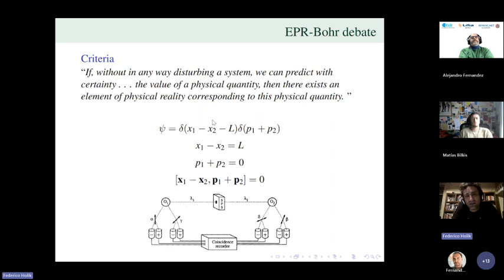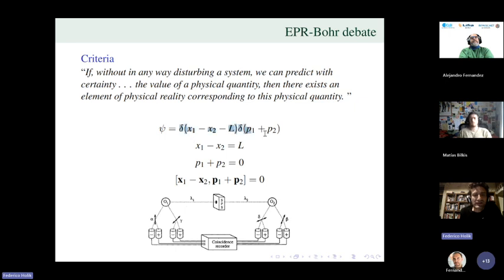in the foundations of physics at the beginning of quantum mechanics between Einstein, Podolsky, Rosen, and Bohr. It is usually called the EPR-Bohr debate. And they defined a reality criterion. They said, if without in any way disturbing a system, we can predict with certainty the value of a physical quantity, then there exists an element of physical reality corresponding to this physical quantity. And this is, of course, in tension with what happens in an entangled state.